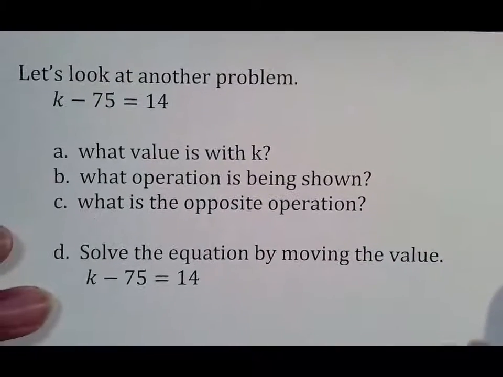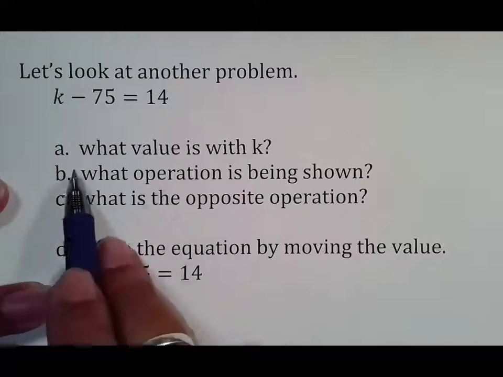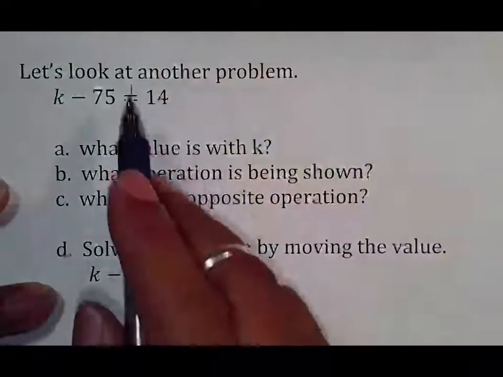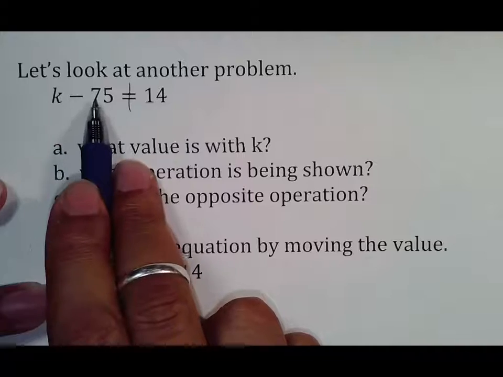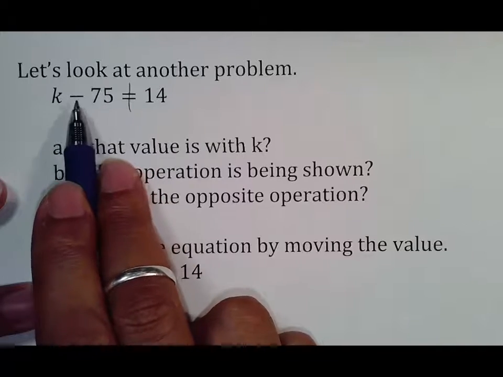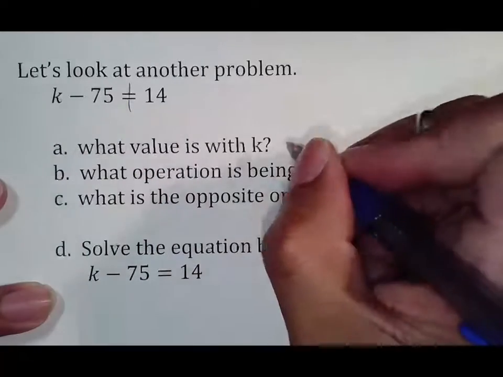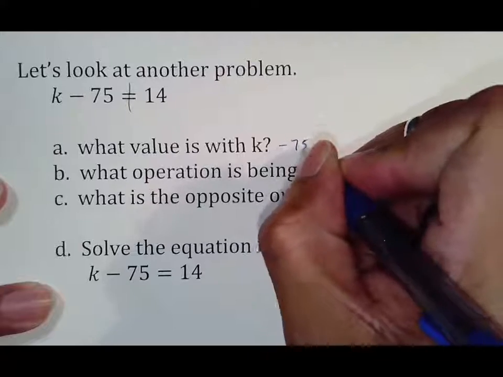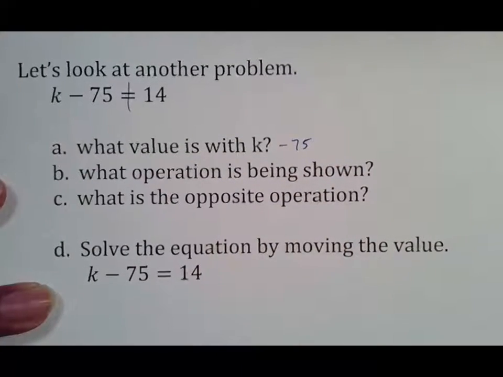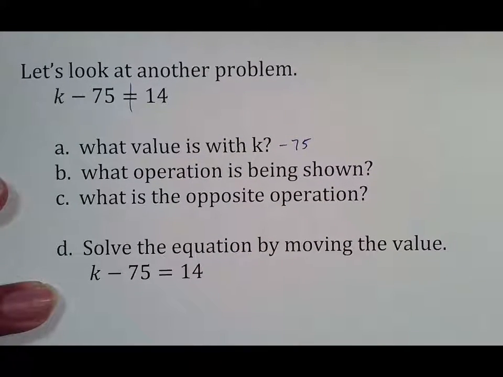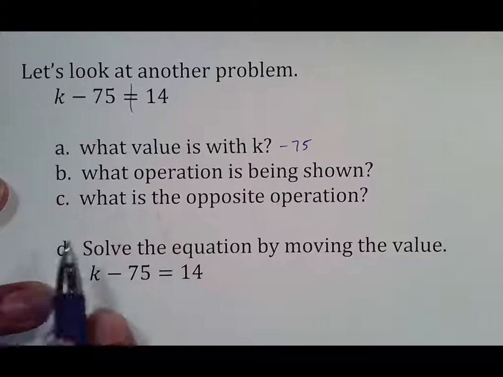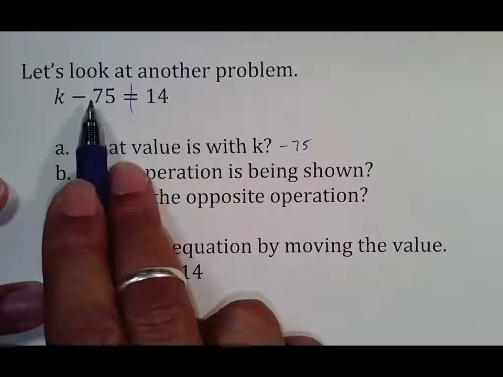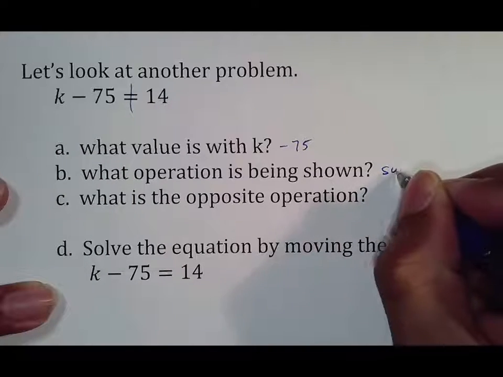Another one, k minus 75 equals 14. What value is with k? Again, if necessary, draw a wall through the equal sign. That's how I view the two sides. This is a negative 75, and you have to view it as a negative 75 because there's a minus in front of it. So the connection between negative and minus is the same. It's the same sign typically until you get to a calculator, but I need you all to make sure you can understand that's a negative 75. What operation is being shown? Well, if that's a negative 75, then we're talking subtraction.